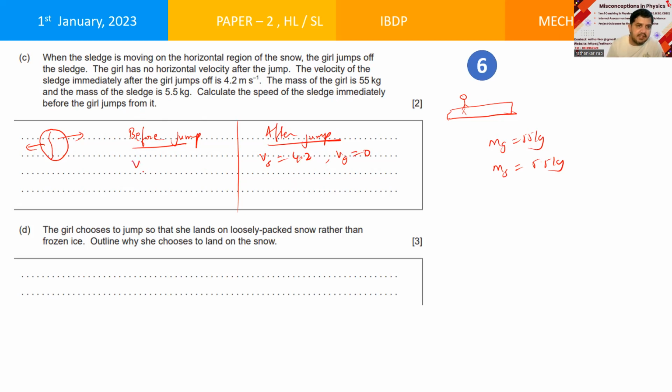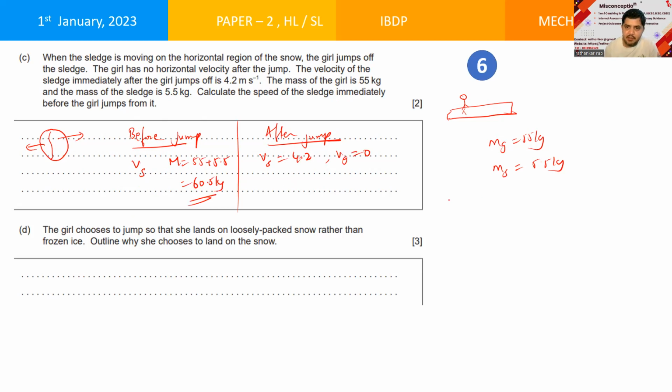Calculate the speed of the sledge immediately before the girl jumps from it. What was the speed of the sledge when the girl was jumping? Now, before jumping, the girl and the sledge were together, which means they were stuck together. So the total mass here is nothing but 55 plus 5.5, which is equal to 60.5 kgs. This was the total mass, and this was Vs. We do not know this one.